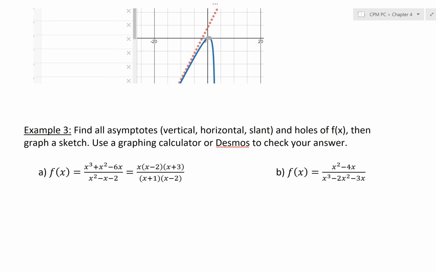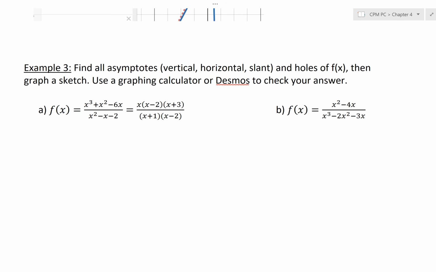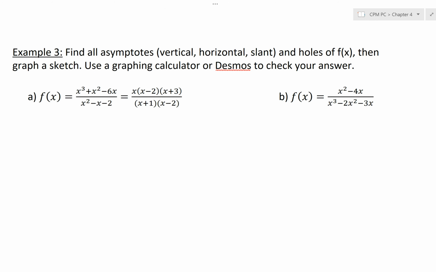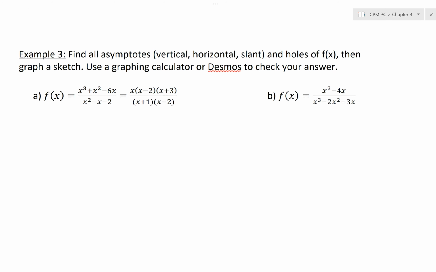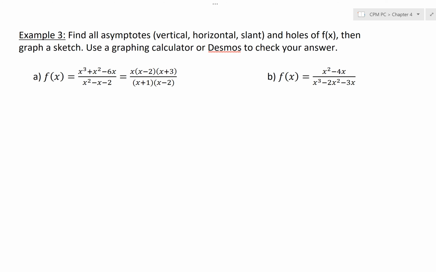So I'd like you to go ahead and work in your groups on example 3. Do part A and B. So A is already factored for you, so you're ready to go ahead and start analyzing. B, you're going to need to factor first, and then start looking at what makes the top 0, what makes the bottom 0.